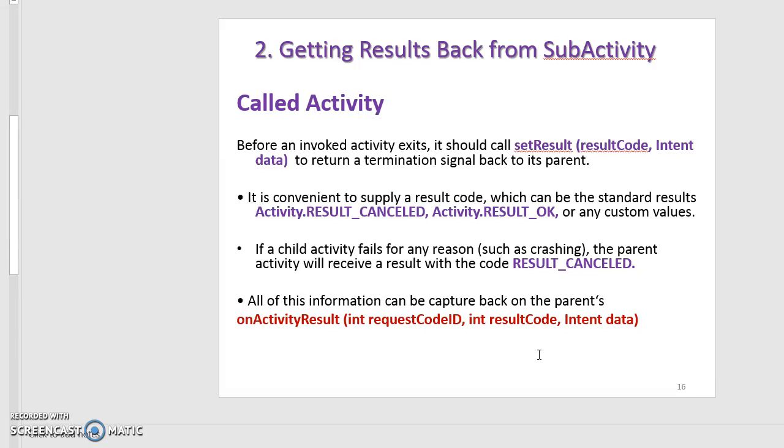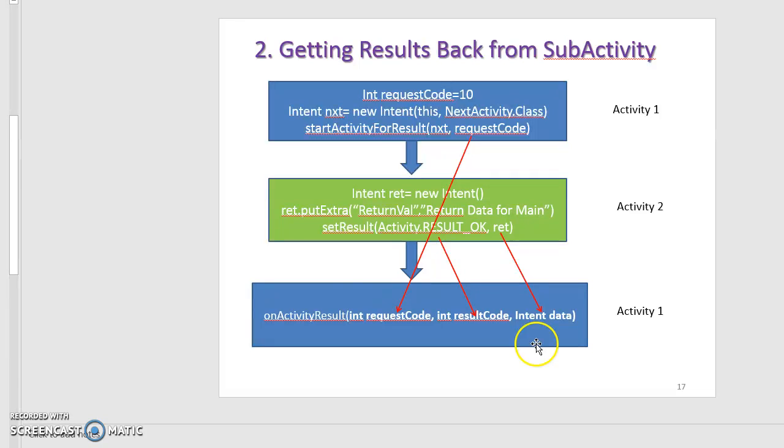Let me show you another picture over here. Here we have request code 10, and we are starting this activity with start activity for result. We come to the second activity. In the second activity, we get the intent, create a new intent, put the value, and then call setResult with Activity.RESULT_OK. Whenever the second activity ends, the method onActivityResult gets called in the first activity, and then we can get the data over here. It's fine.